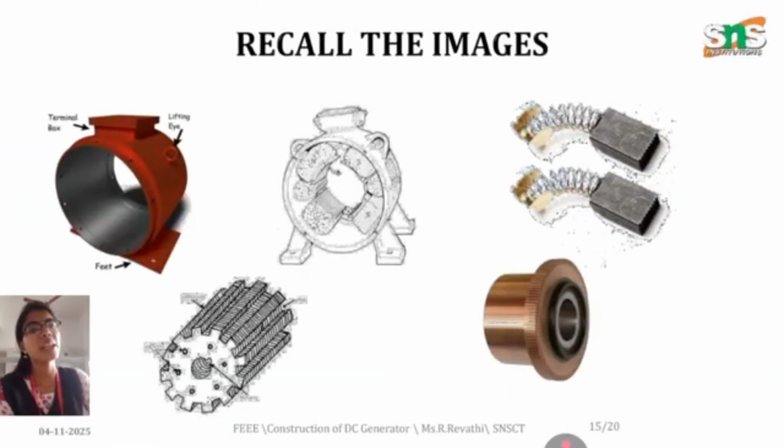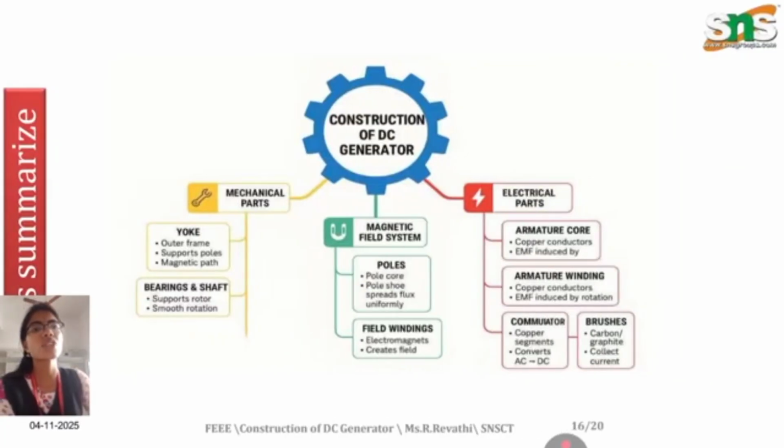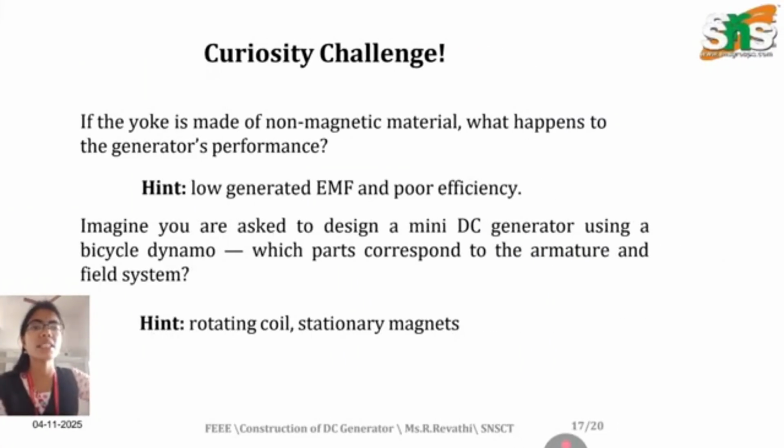These are all the images which we have seen in the previous slides. The first one is the yoke, the second is the pole shoes, and so on. The third one is the shaft or bearing, the fourth one is your split ring, and the fifth one is your split face. Construction-wise, there is a mechanical part and an electrical part. The mechanical part is your yoke, bearing and shaft. The magnetic field systems are the poles and field winding. The electrical part is your armature core, armature winding, commutator and brushes, which are the basic construction of a DC motor.